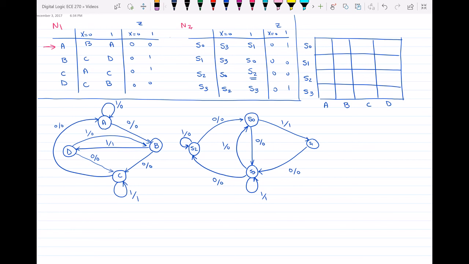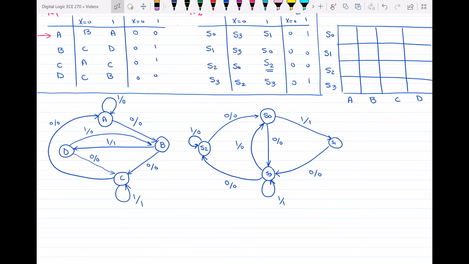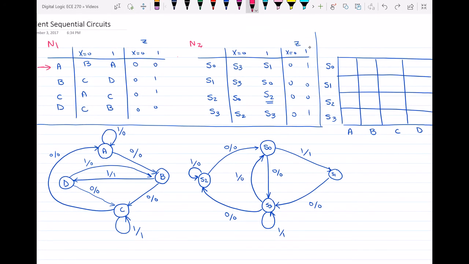For example, I want to compare A with S0. Whatever the result is, I have to put it in the cell that represents A and S0 in the table. It is this cell over here, right? A and S0. Can I have any condition under which A and S0 are equivalent states? No. Why? Because their outputs are completely different. Look at the outputs here. The outputs of A are 0, 0 for both x equal to 0 and x equal to 1. But for S0, I have 0 and 1. So these two can never be equivalent.